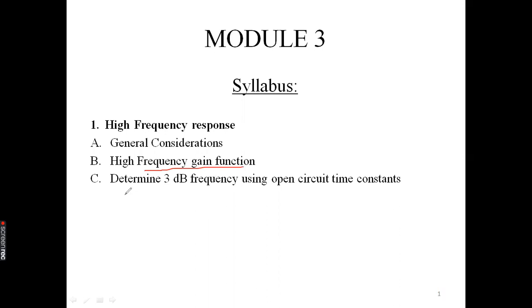Then you might have heard about 3 dB cutoff frequencies, right? And you know the importance of 3 dB frequencies in lab experiments. You have done practically how to find the 3 dB cutoff frequencies. After finding the frequency response, you will plot the gain versus frequency, log f, and from that you will achieve the 3 dB cutoff frequency. But here, the analytical way of finding the 3 dB cutoff frequencies of the circuits is by using the open circuit time constant method. That is the third part.